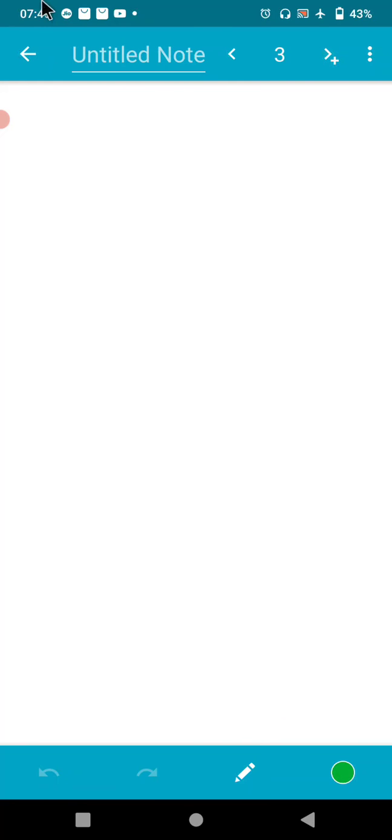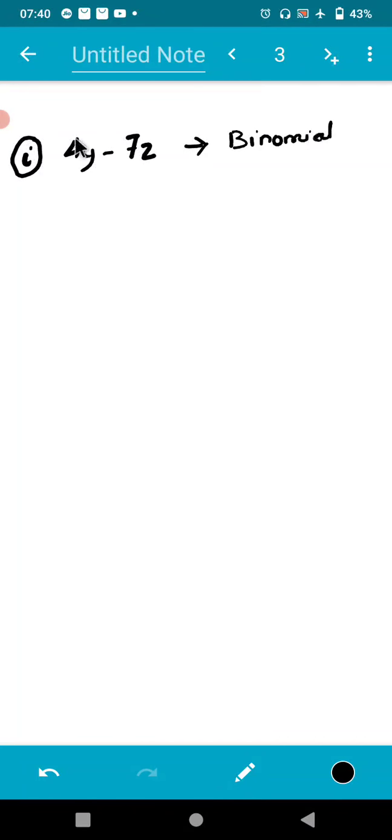Fine. Now the first sum, sum number 1, we have 4y plus 7z. See, both the terms have different algebraic factors. One is carrying y and another is carrying z. So they are unlike. And how many terms are there? Two terms. So this is binomial. Now let's move on to sum number 2. What do we have in sum number 2? Y square, only one term. So only one term means monomial.